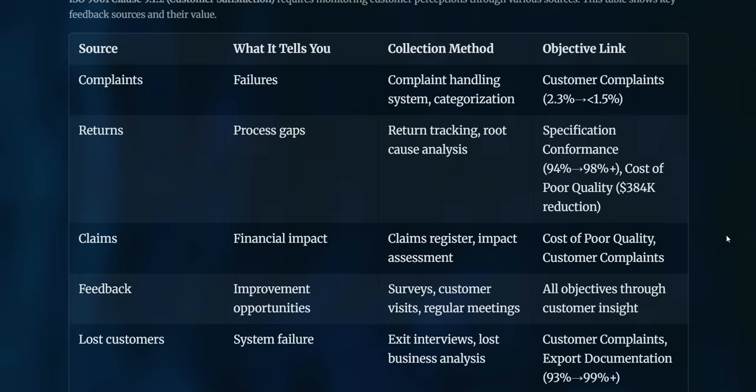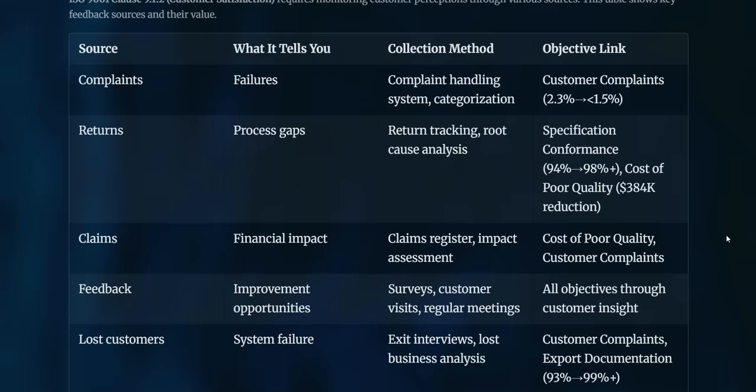Third source is claims. Claims data tells us there are financial impacts. The collection methods for claims data include claims register and impact assessment. Objective links for claims data include reduction of cause of poor quality and customer complaints reduction.